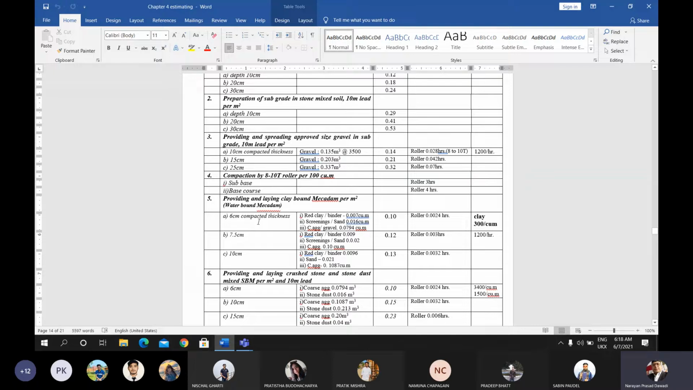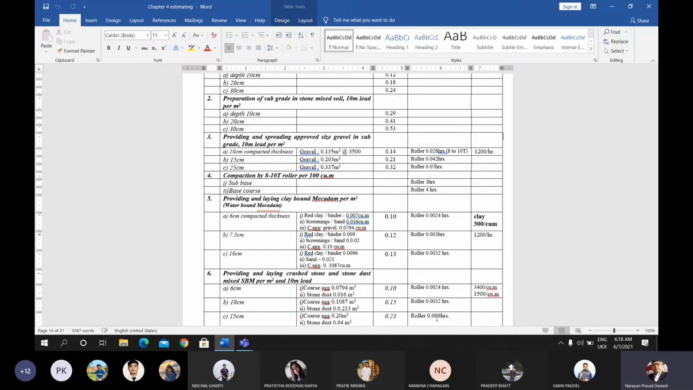7.5 centimeter, or 10 centimeter by yourself, and the heading must be written in the form of analysis of rate for providing and laying water bound macadam per meter square of compacted thickness 6 centimeter.